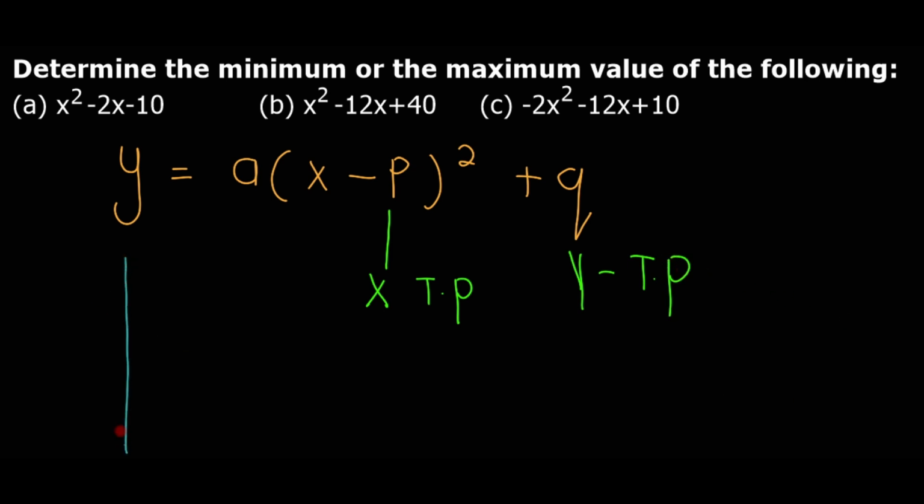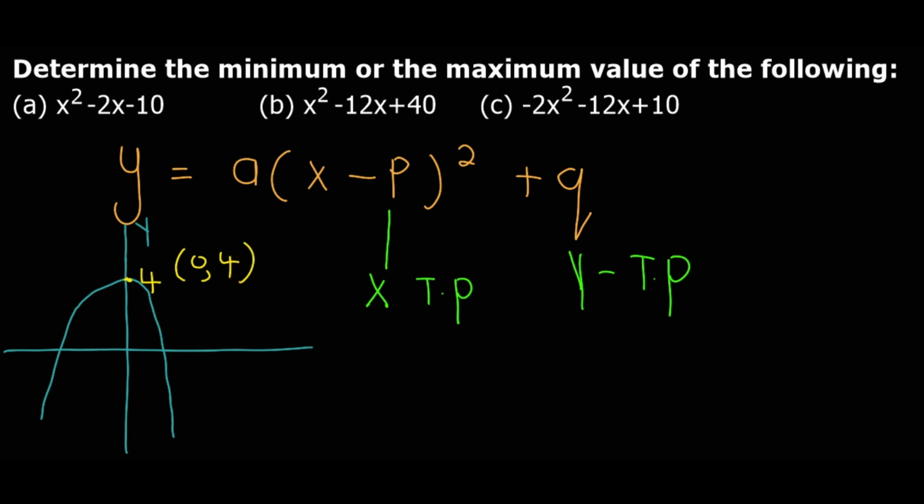Let's say we have a parabola in this way. We say the coordinates are in terms of x and y. And then let's say we have the point 4. Because it's on the y axis, the coordinates are 0 and 4. So it means this value is the value of p and this one is the value of q. This value of q is what determines the minimum or the maximum.